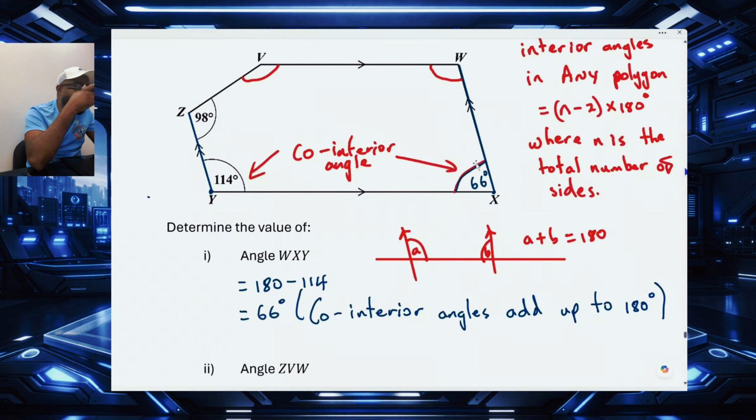So let's go. What do you think we need to find first? I'll give you only one hint. You need to find something first before you can proceed to find what they ask you for. What do we need to find first? XWV. Excellent. We must find XWV first. So how do we find this angle up here? Let me hear you all.